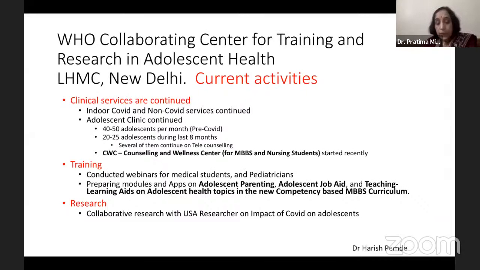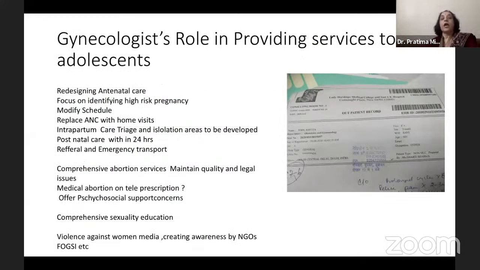And as research is going on, this data has been provided to me by Dr. Harish Pemde, who is in charge of the WHO Collaborative Center of Training at LHMC. But we as gynecologists, what are we doing? What do we have to do? Our role is providing the essential services to adolescents.